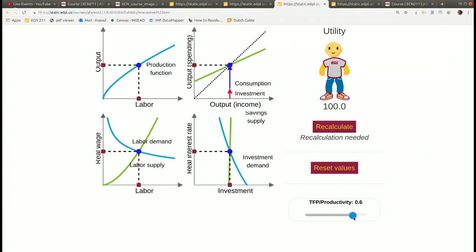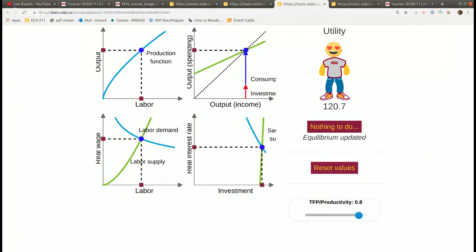So we'll reintroduce the shock. Let's make it a little bigger so that's even clearer. So I'm moving one thing in this economy, namely how productive people are. And the result is that everything moves. That's what I want you to remember.